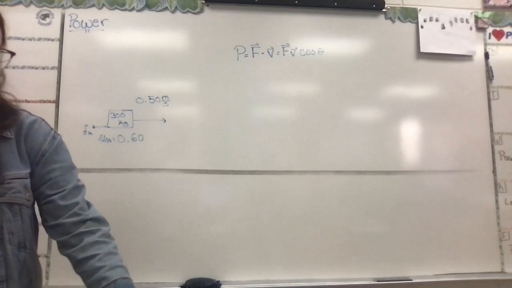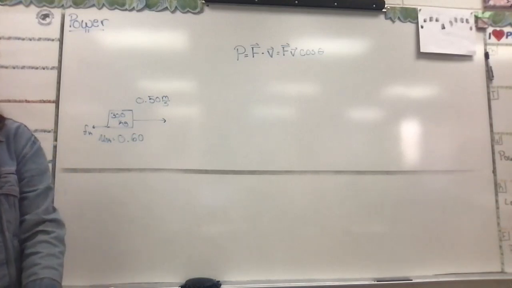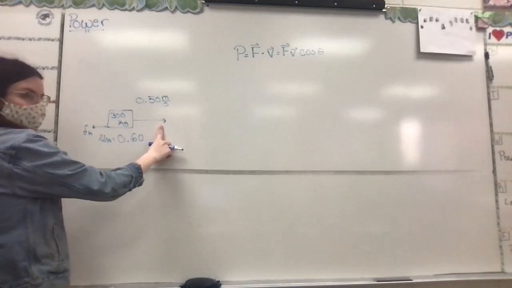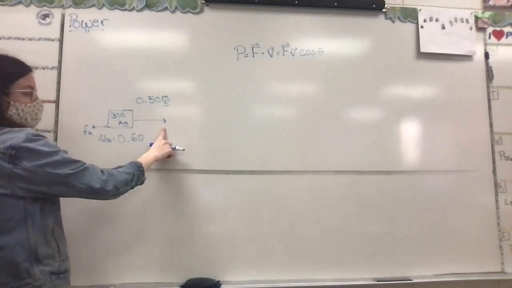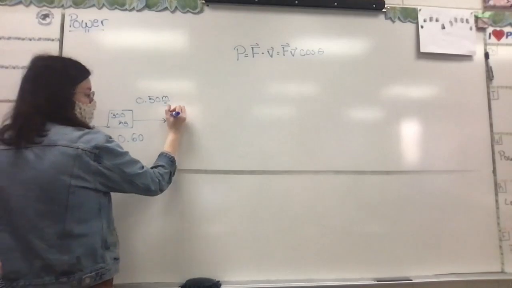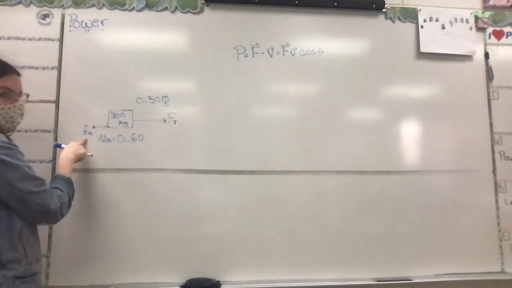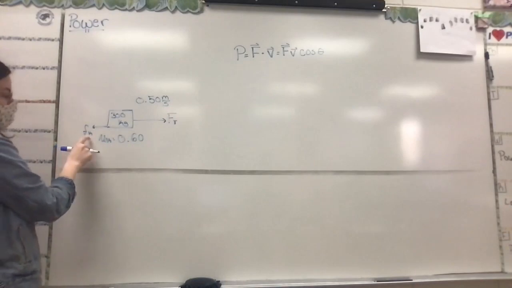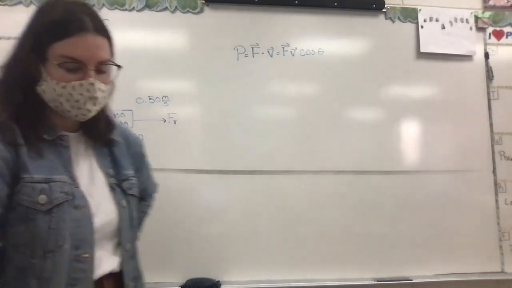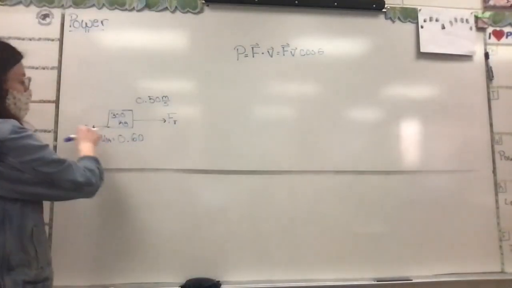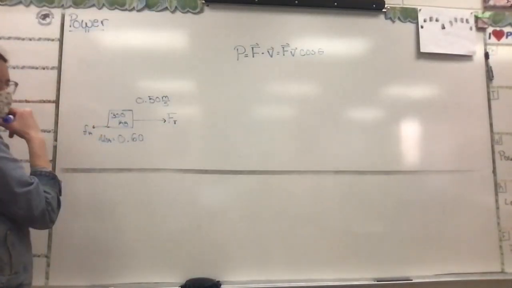Okay. So what is this? Okay, what kind of force is it? Tension. Good, it's a tension force. And then this is the force of? Friction. What kind of friction? Kinetic friction. Okay, so this is basically our free body diagram, so that's nice. Now, is there any angle here that we're having to deal with?